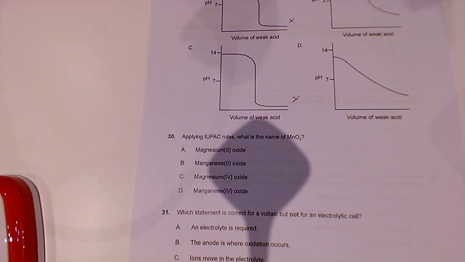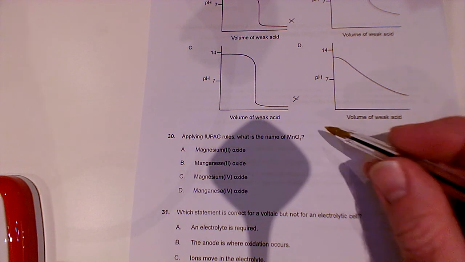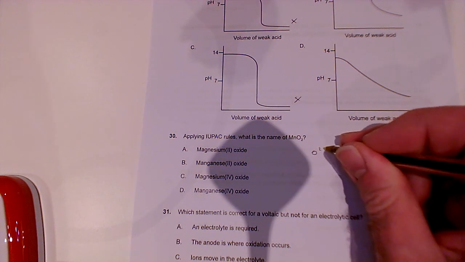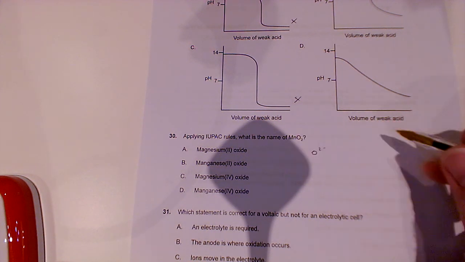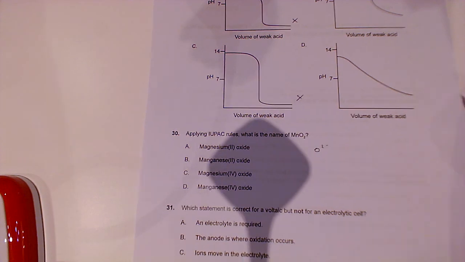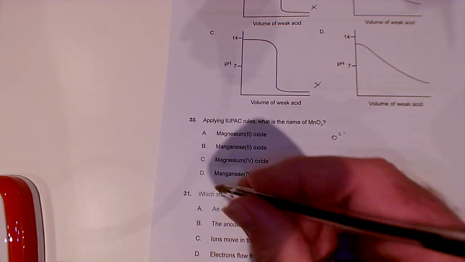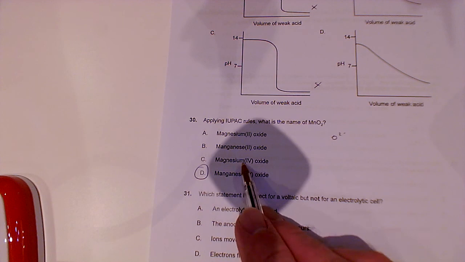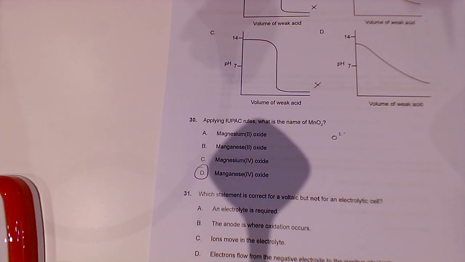Applying IUPAC rules, what is the name of manganese dioxide? Well, we're not going to call it manganese dioxide because we don't want that. Oxide is always O2-. With two of them and just the one manganese, the manganese must be in a +4 oxidation state, so it's going to be manganese(IV) oxide, because it's Mn, not Mg. That's the next bit done.